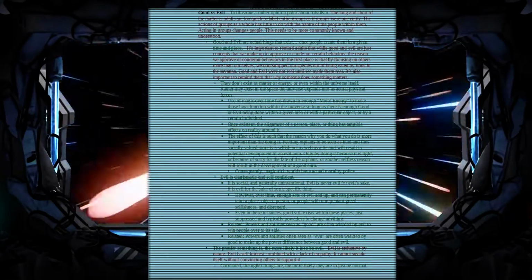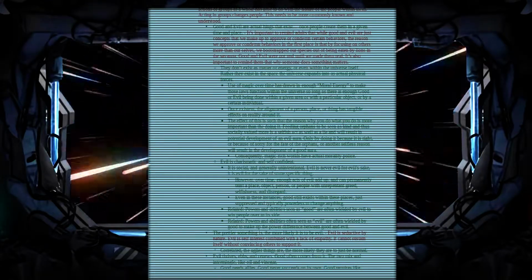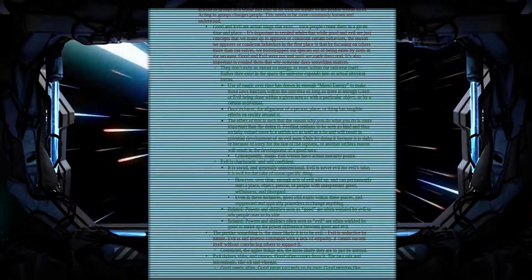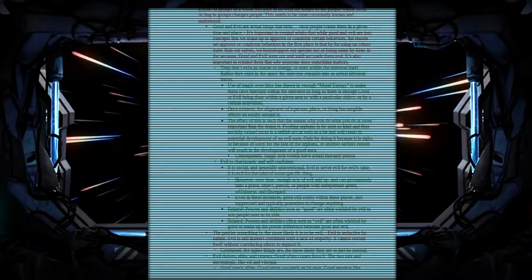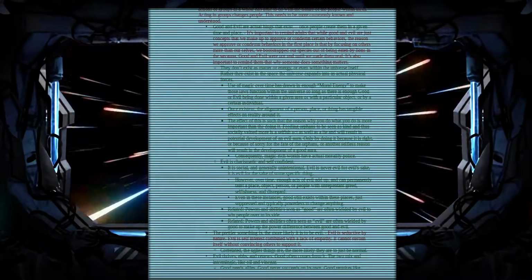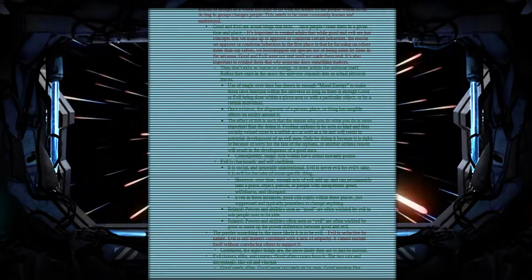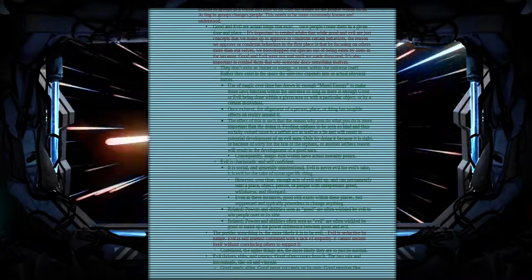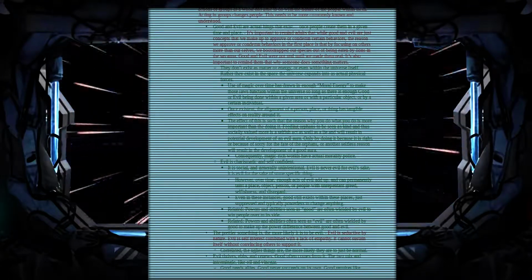Now, the use of magic over time has drawn in enough moral energy to make those laws function within our universe, so long as there is enough good or evil being done within a given area, or with a particular object, or by a certain individual. And once existent, the alignment of the person, place, or thing has tangible effects on the reality around it.